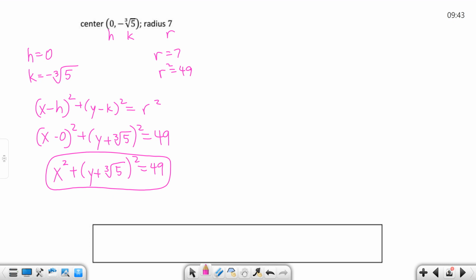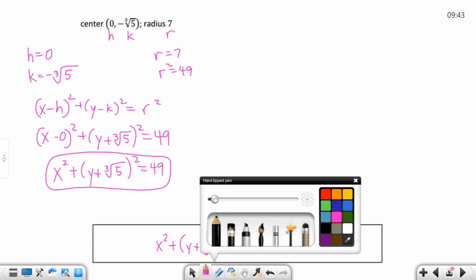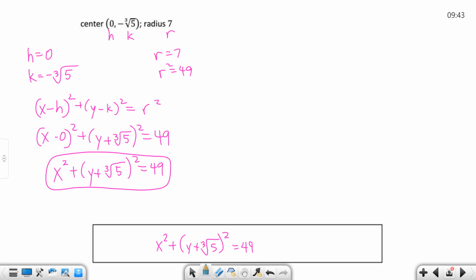And again, even though I boxed it, even though it's a lot to write down, even though I'm taking one test, for my teacher and for the directions' sake, if their test says put your answer in the answer box, do that. x squared plus (y plus the cube root of 5) squared equals 49. And there's your equation for that circle.